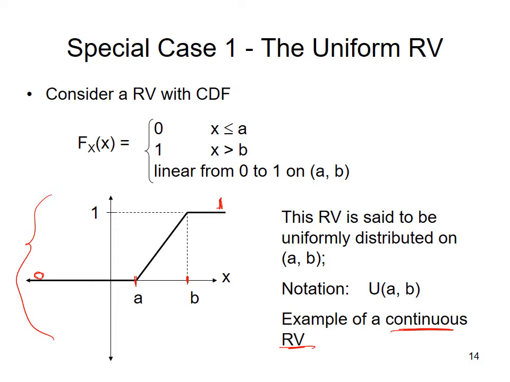And then it's linear between 0 and 1. So anytime you have a uniform random variable, it will always have a ramp function for a CDF, and this particular ramp goes from value 0 to 1. Okay? So we say the random variable is uniformly distributed on the interval from a to b, and the notation we'll use is uniform between a and b. All right? Okay, so that's a nice easy one.